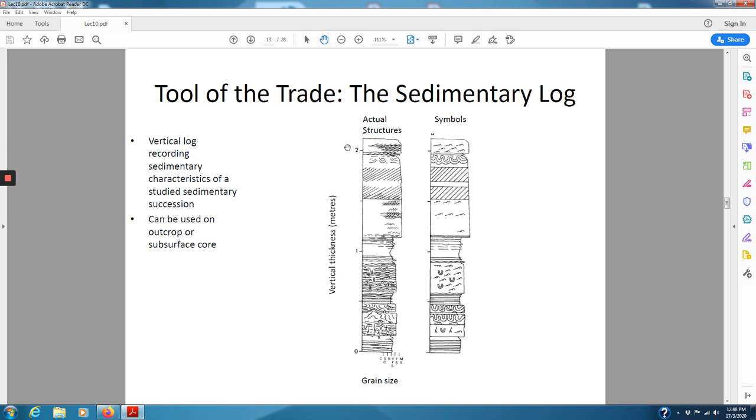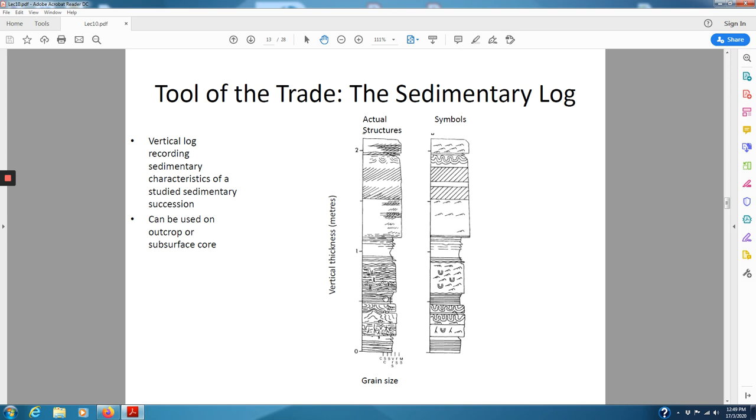So remember, if you're working with core, you're going downwards into the subsurface, so this vertical scale will not be thickness, but vertical depth. It gets deeper and deeper, going from 0 to 1 to 2. Okay, so you have a sedimentary rock. Inside here, you can take note of the grain size. Let's say here you are at silt, and then you can even take note of the thickness. So these beds are less than 50 centimeters thick, and then you can draw in sedimentary structures as you see them in outcrop.